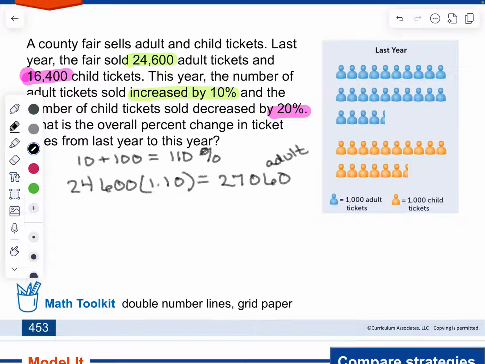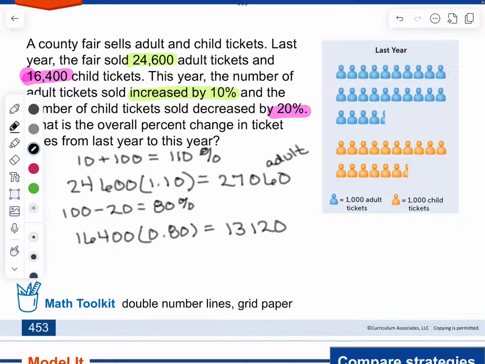And then child tickets decreased by 20%. So since it's a decrease, we need to do 100 minus 20. So that would be 80% we would use. 16,400 times 80% is 13,120, and that's our child number.